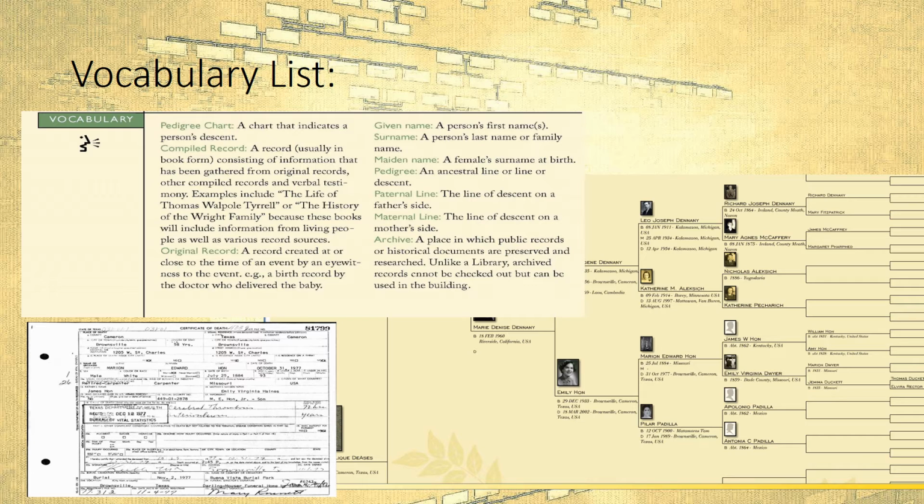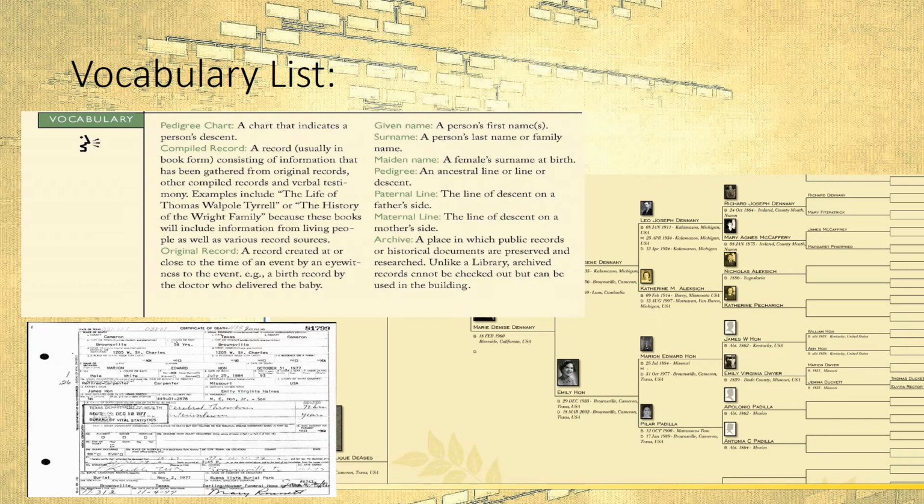Compiled record, a record usually in book form consisting of information that has been gathered from original records. Other compiled records and verbal testimony. Examples include books about families. Original record, a record created at or close to the time of an event by an eyewitness to the event. For example, a birth record by the doctor who delivered the baby. The document above, below the vocabulary, is an original record. It is the death certificate of my maternal grandfather.